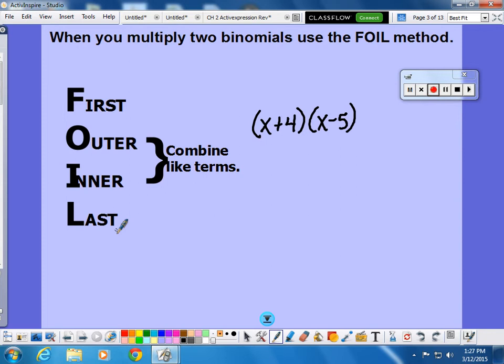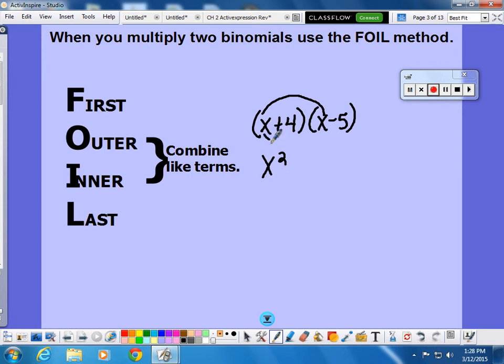All right, if you'll copy this problem down, I'm going to show you what we'll do. These are considered the first terms of the two binomials. So draw your little arc there, connecting them. So x times x is? x squared. x plus x is 2x, but x times x is x squared.